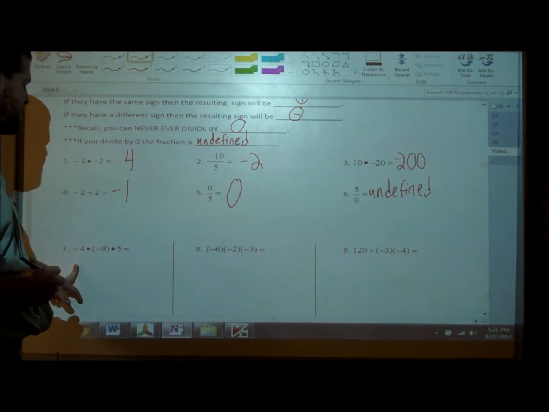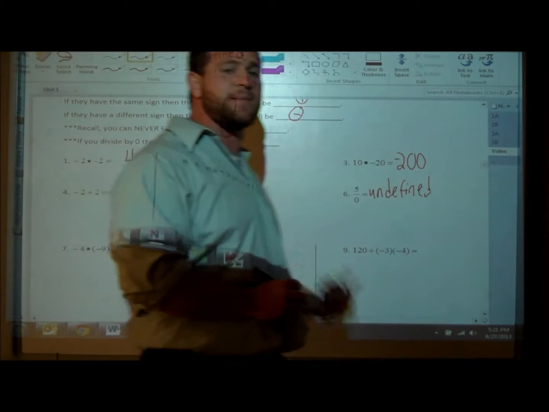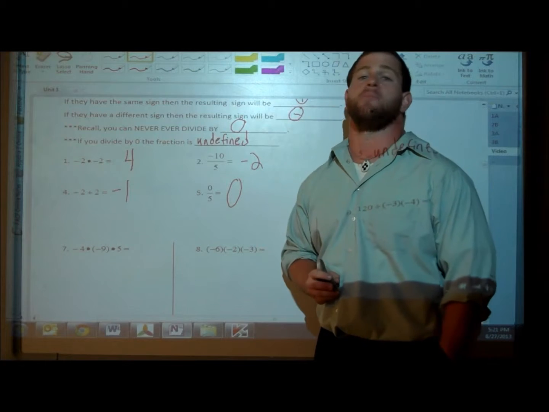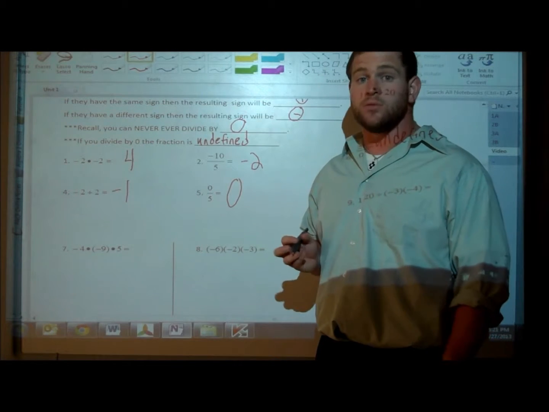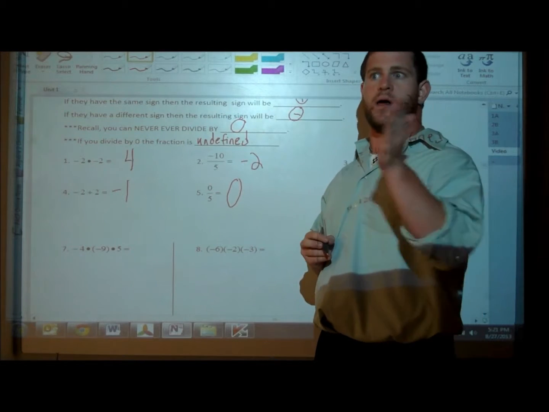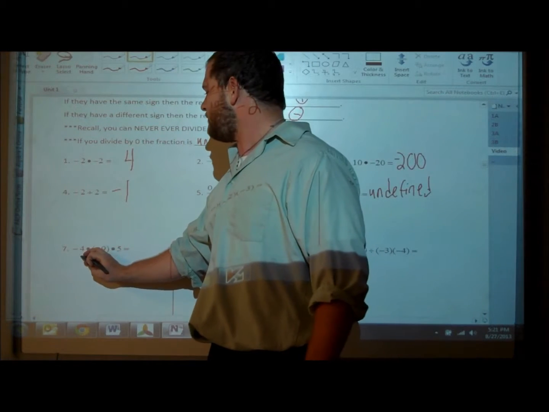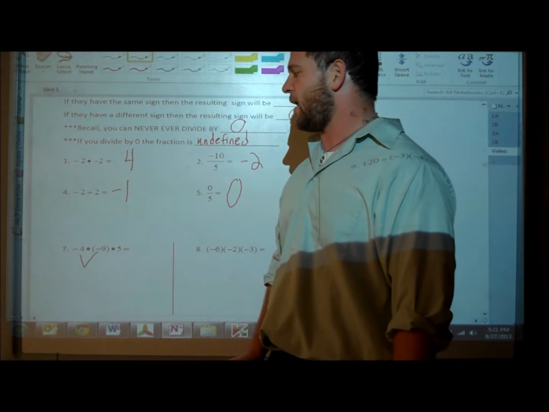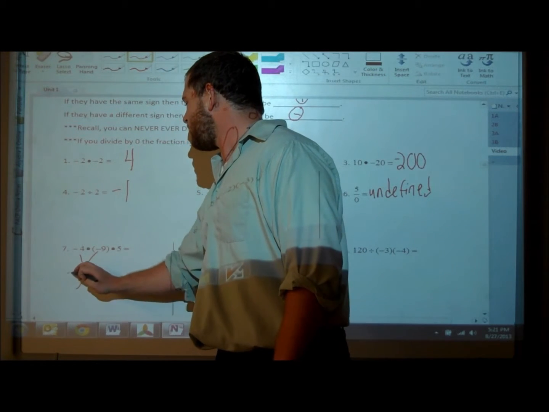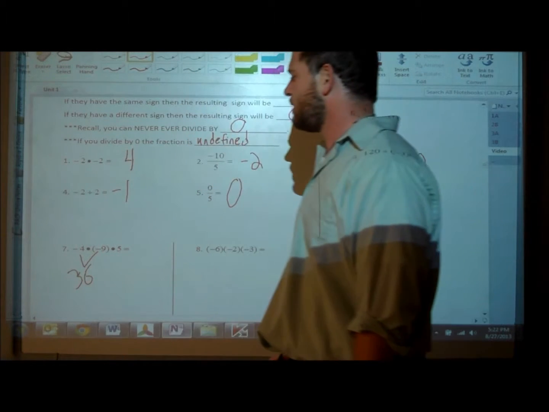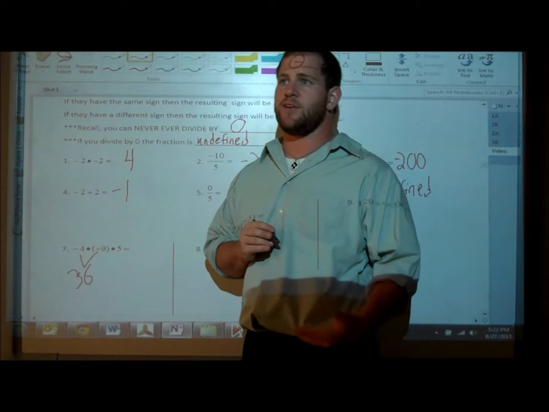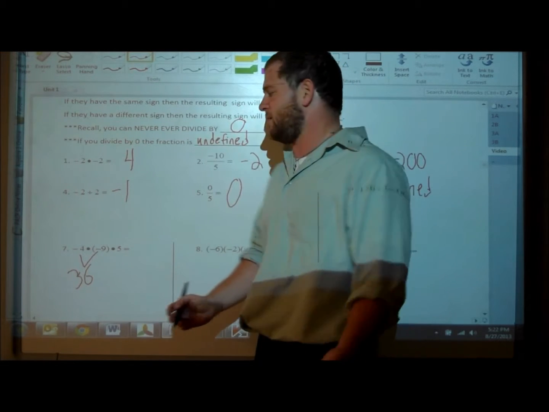For number 7, I've got negative 4 times negative 9 times negative 5. Now, this is the point where I usually have students say, Mr. Copeland, you didn't teach us how to multiply 3. I say, I know, but I need you to apply what you've learned. How do you multiply numbers? You multiply one at a time. So what's negative 4 times negative 9? Negative 4 times negative 9 is positive 36. And positive 36 times negative 5, is that going to be a positive or negative? Well, positive and negative, it's going to be a negative.